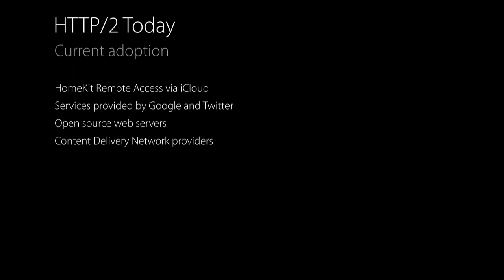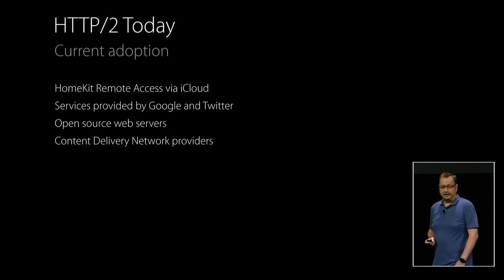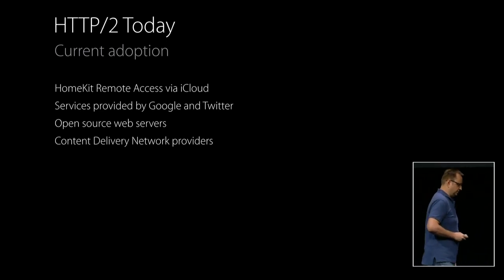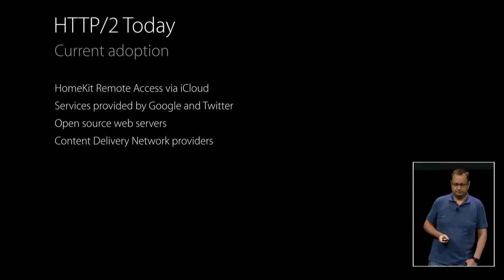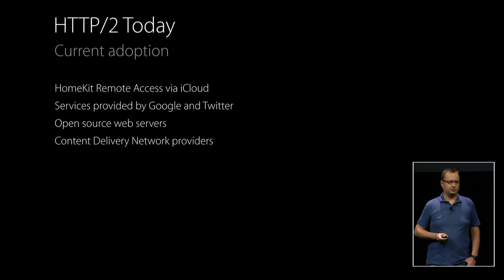Currently at Apple, HomeKit remote access via iCloud is using the HTTP 2 protocol for communication between HomeKit accessories and iCloud. Many big companies are already using the HTTP 2 protocol. Google provides its services in HTTP 2. Twitter is using HTTP 2 as well. There are many HTTP 2 open source web servers out there. And finally, some CDN service providers are working on HTTP 2 protocol support today.